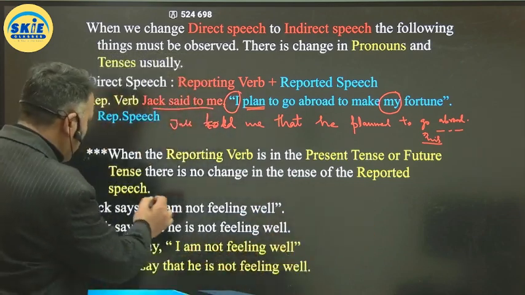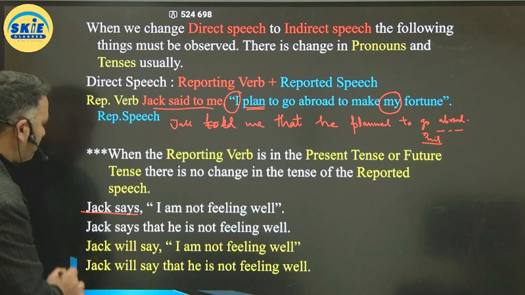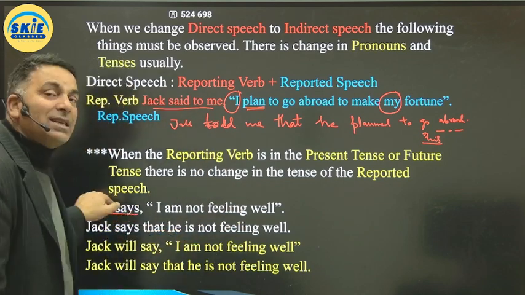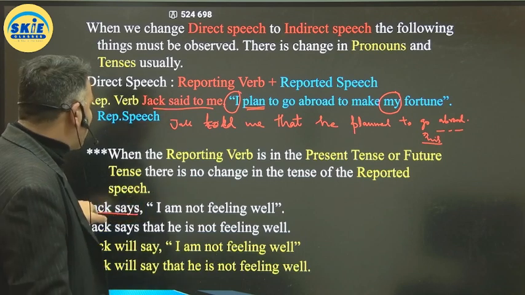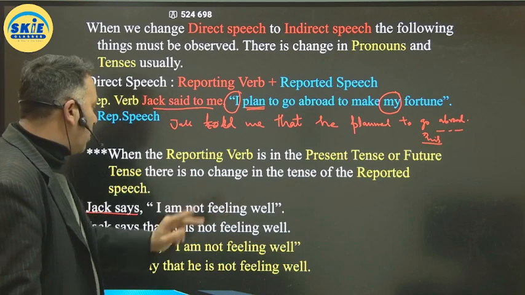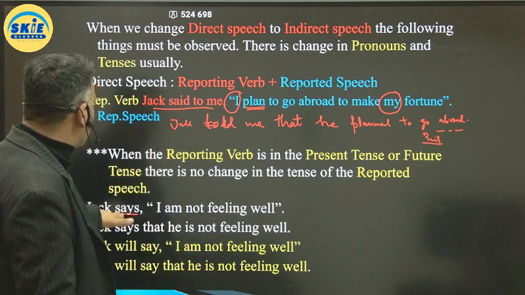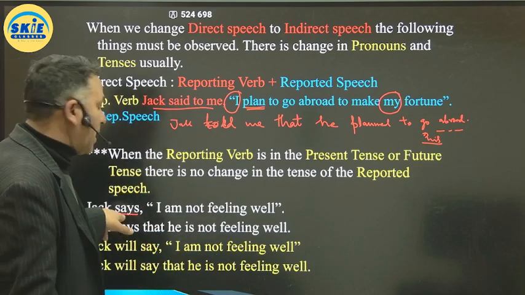Now if you look here, Jack says, "I'm not feeling well." So says is present tense. Jack says, "I am not feeling well." Now you are not going to change it because the reporting verb is in the present tense.